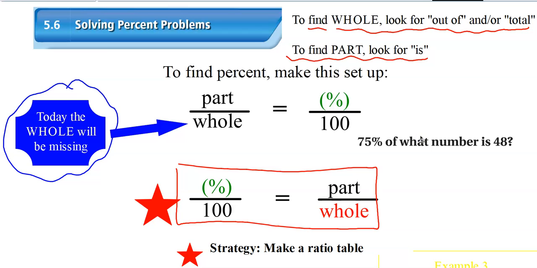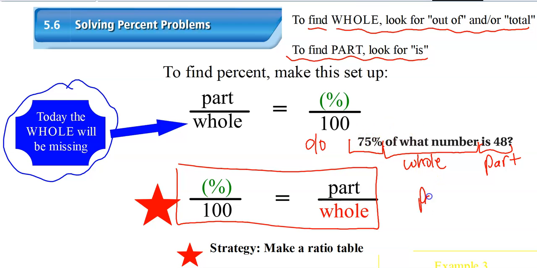If I'm trying to figure out 75% of what number is 48, if I look at it as a test, and let's say I got 75% on my test, there's my percent. Of what number is the whole that's missing, because it's like the out of. And then this would be the part that I got right. So the part that I got right divided by the whole would give me the percentage, right?